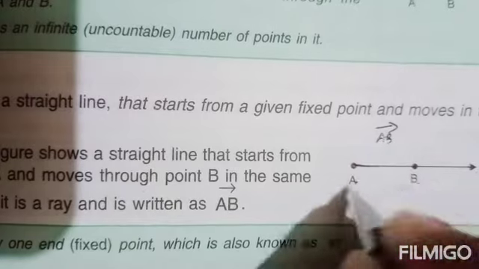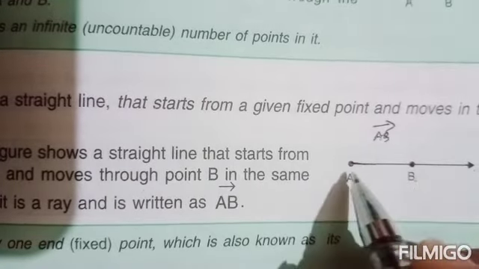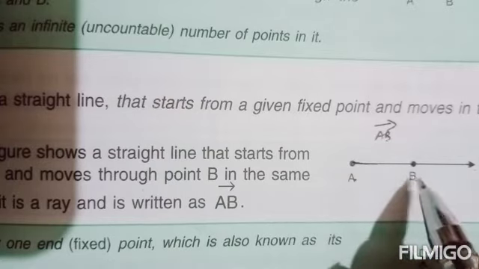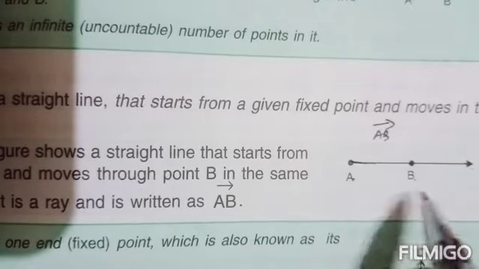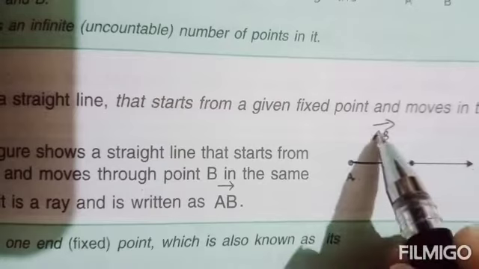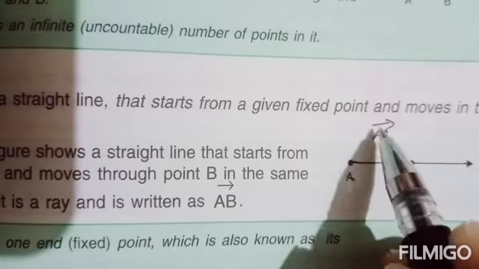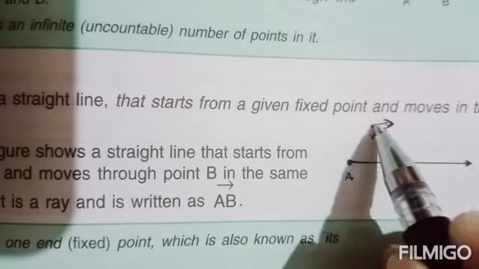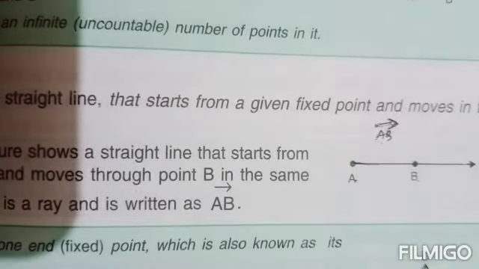We can name it as AB because this ray starts from A and it passes through the point B. So we can name it as ray AB. Symbolically we can write it like this, with an arrow mark. This is the symbol for representing a ray, ray AB.